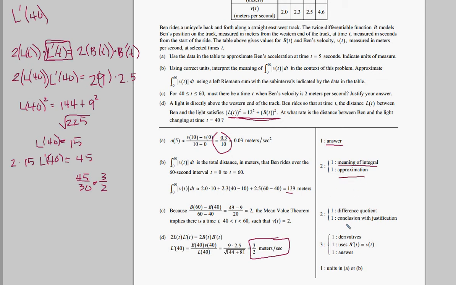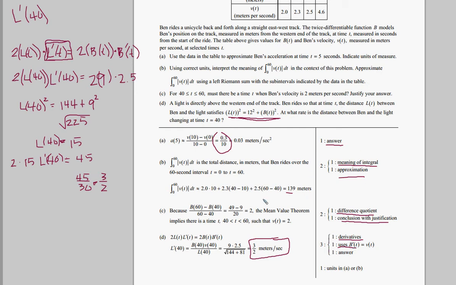Okay. Part 2, you had to show your work here. That will get you the difference quotient point, and then your conclusion. And make sure that you say mean value theorem in that conclusion. Okay. And then the correct derivatives. So you had to make sure you had that L prime of t chained on there and b prime of t chained on. You had to use b of t to get your b prime of t.